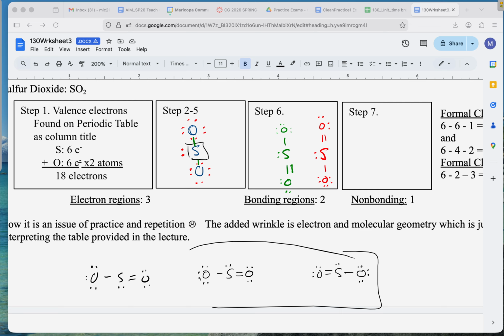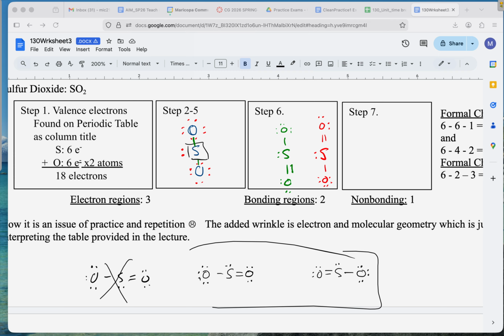Feeling okay? Sorry, another quick question. Go for it. If the question was to draw the Lewis structure of SO2 with the formal charge of like -2, would we then be responsible for drawing 20 electrons instead of 18? Because I don't understand the charge. We'll come back to that in a second. Let's finish this one out first, because what you're now doing is changing the entire question.